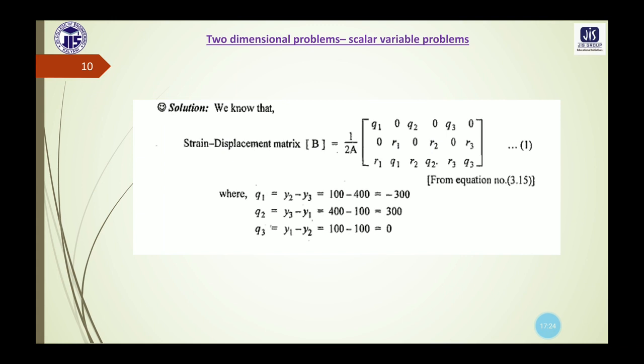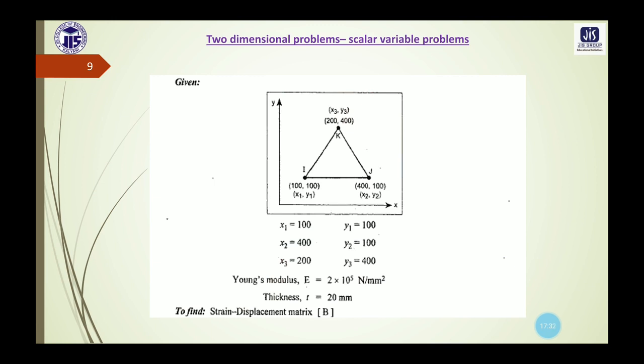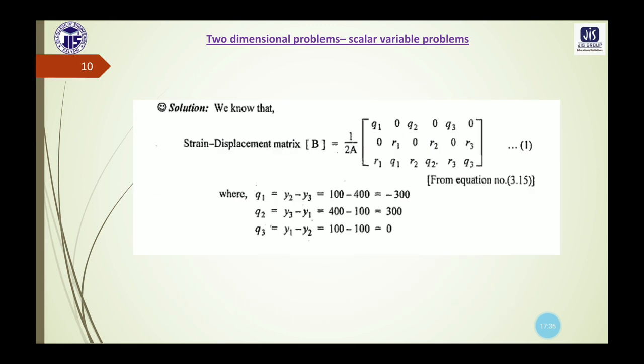Q1 is Y2 minus Y3. As we can see in the earlier slide, Y2 is 100 and Y3 is 400. So Q1 is 100 minus 400, which equals minus 300. Next, Q2 is Y3 minus Y1. This is the formula for Q2. The value of Y3 is 400 and the value of Y1 is 100, which is given in the question. So the value of Q2 we get is 300. Next, the value of Q3 is Y1 minus Y2, which is 100 minus 100, so this is 0.